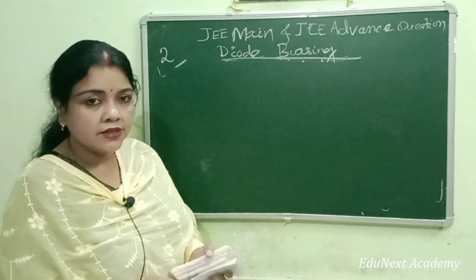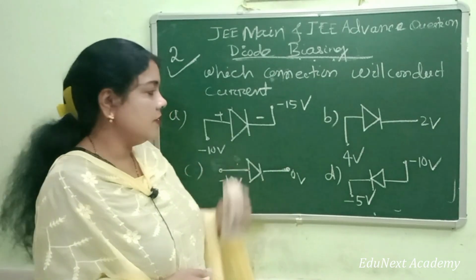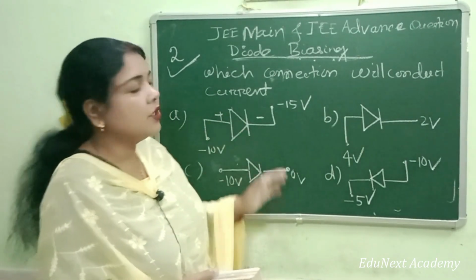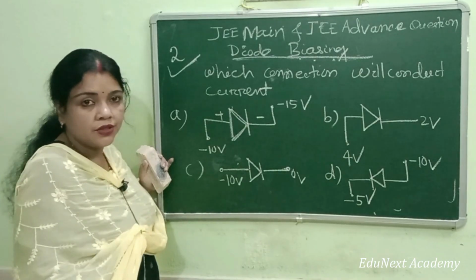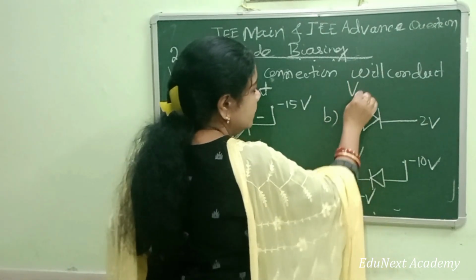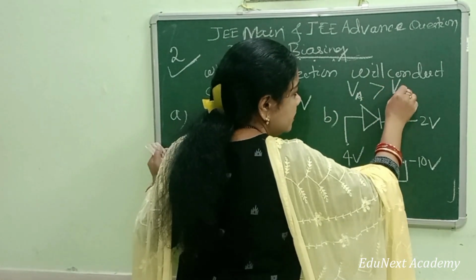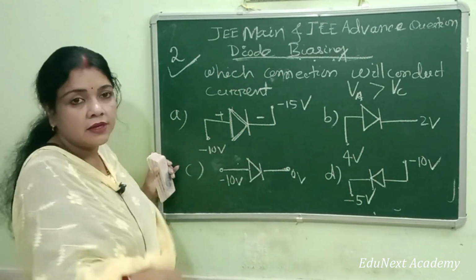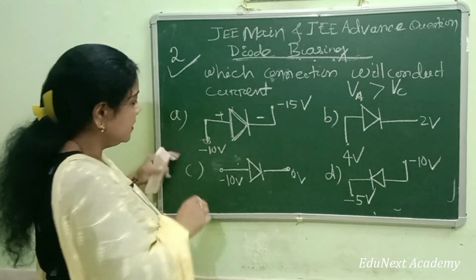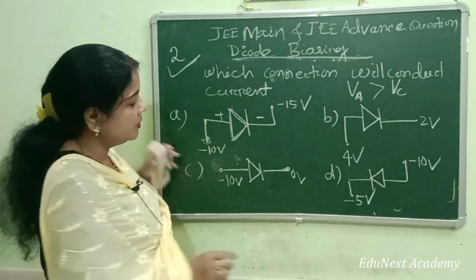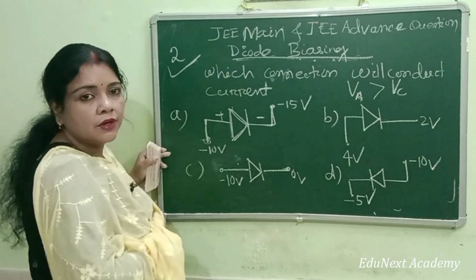So let us discuss a few problems here. Now let us discuss the question. The question is: which connection will conduct the current? The diode conducts when the voltage at the anode is greater than the voltage at the cathode. In that particular condition, the diode will conduct the current. Now see, in the first case, the voltage at the anode is minus 10 volt and the voltage at the cathode is minus 15 volt.